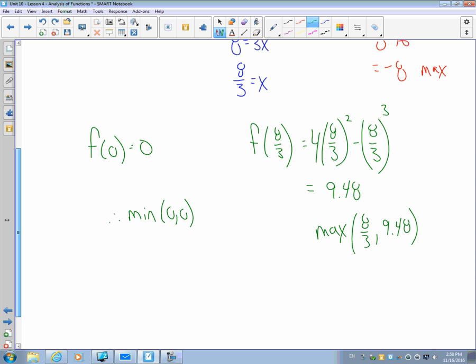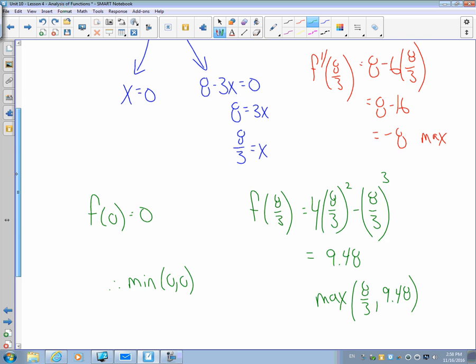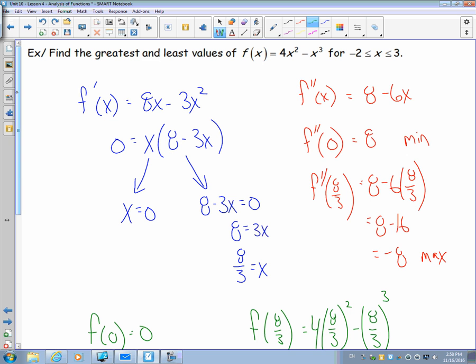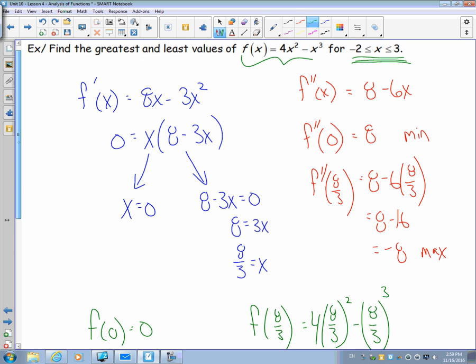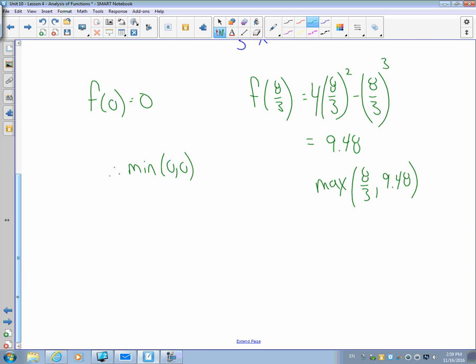But there's one more piece of information this question gave us. It said find the greatest and least values of the function on this domain. And the fact that they're limiting us in a domain means something could happen at those endpoints. We don't know what happens at the edges of this function. So we need to figure out what's happening at the endpoints, -2 and 3.